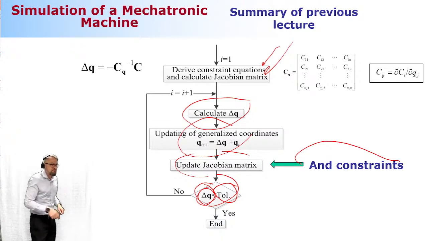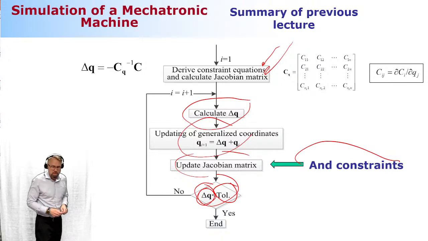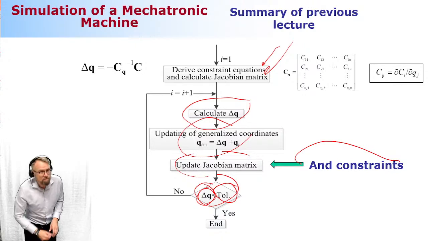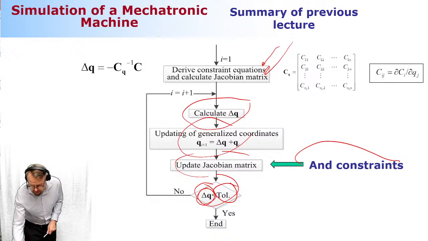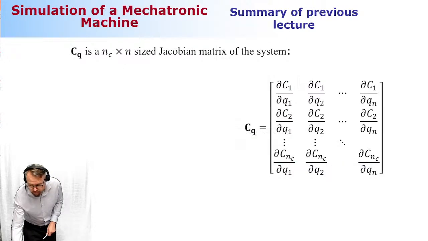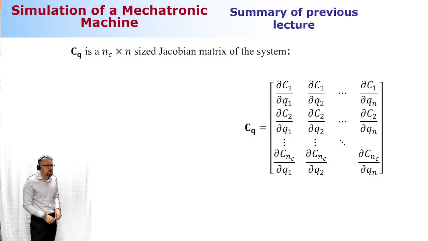Yes, yes, sir. I is a number of iterations, right? Yeah, number of iterations. Correct. I is a number of iterations. Correct. Okay, take up your matrix that I mentioned earlier.